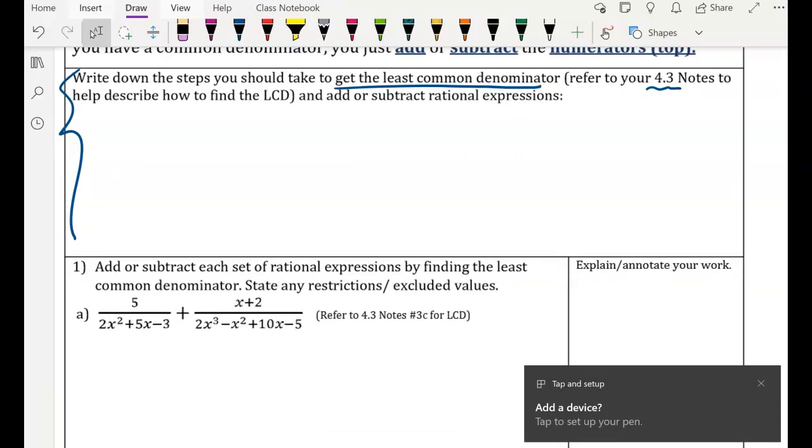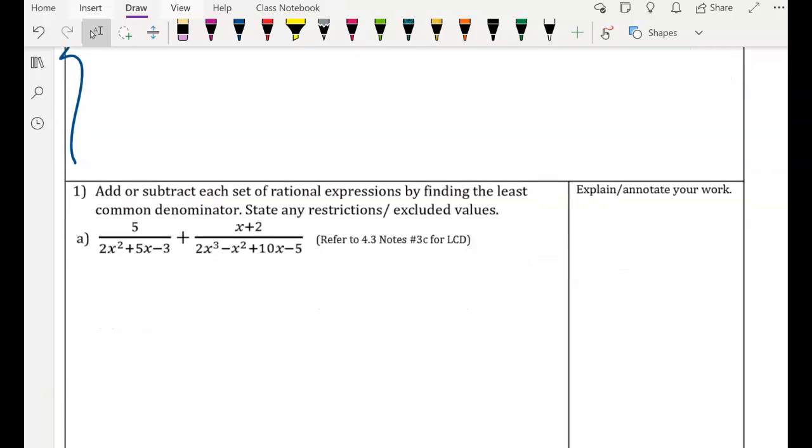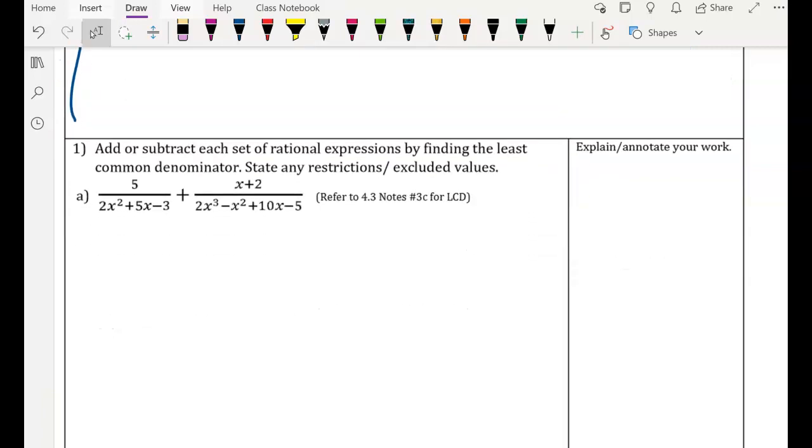So let's go to your example 1. Add or subtract each set of rational expressions by finding the least common denominator first. State any restrictions or excluded values. Again, refer to your 4.3 notes if you need a refresher on how to find the LCD. As you remember how to find the least common denominator, we will first need to start factoring your denominators.